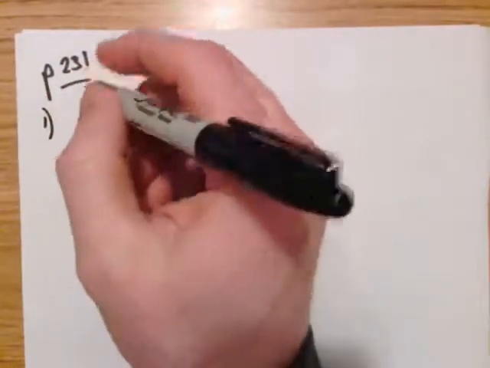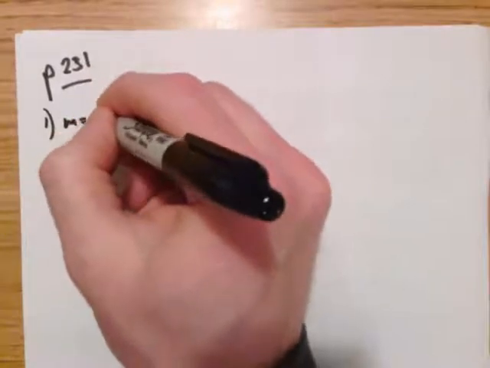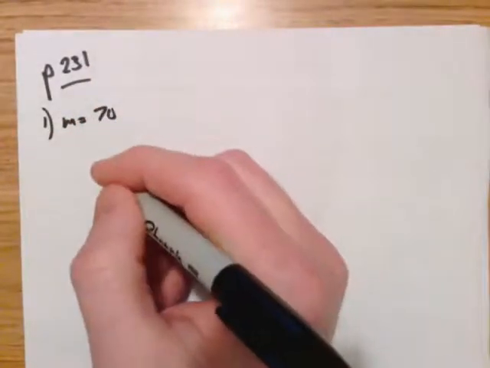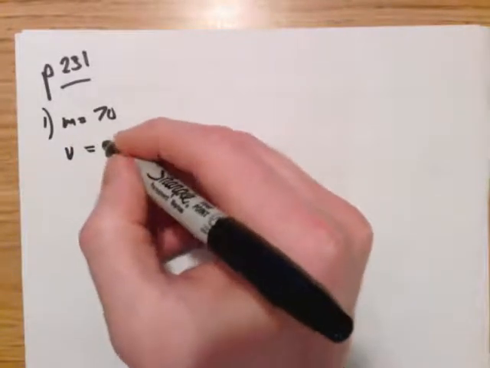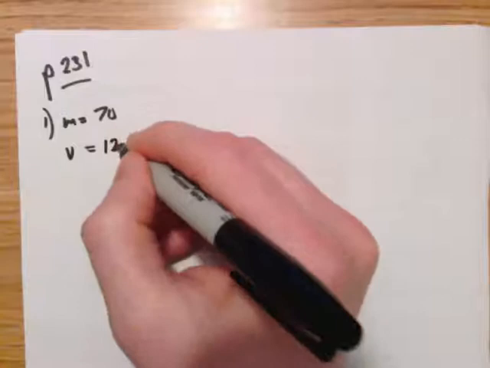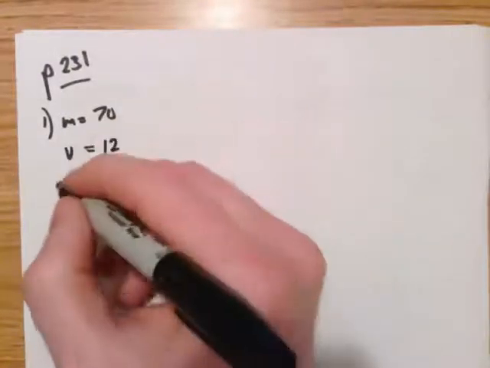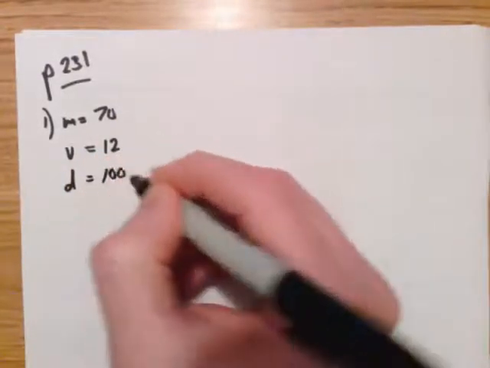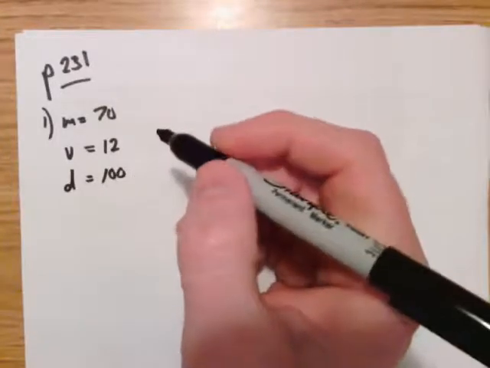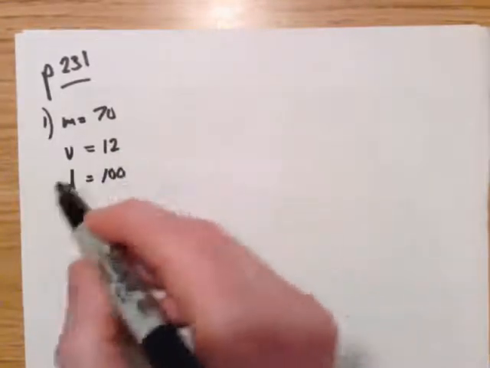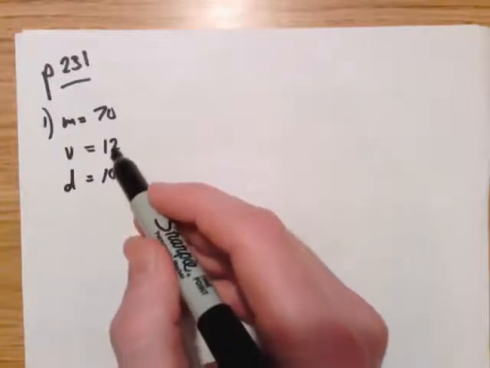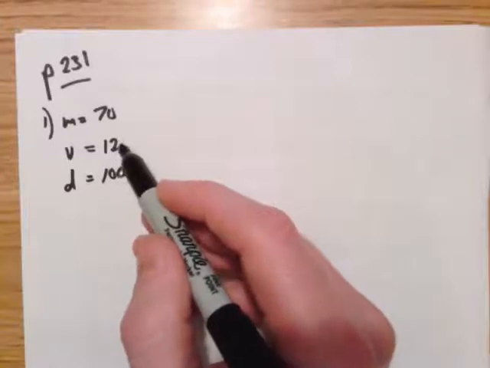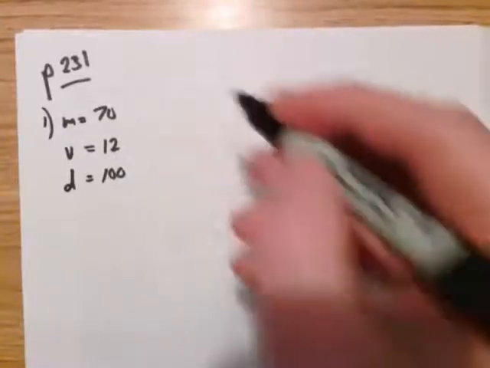Practice number one. It says a 70 kilogram athlete, mass equals 70, is running at 12 meters per second. V, I don't know if it's Vi or Vf, let's just say V right now, V equals 12, in the 100-meter dash. What is the kinetic energy of the athlete? This is assuming that he doesn't accelerate, just after the gun he's at 12. It's just a practice example.